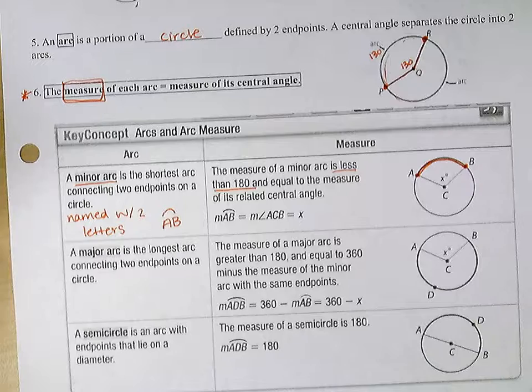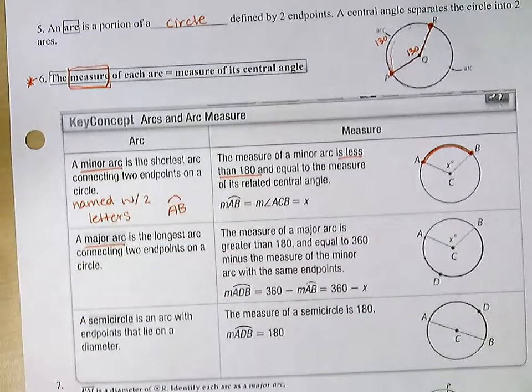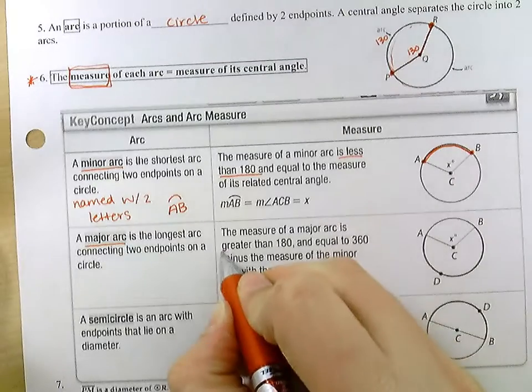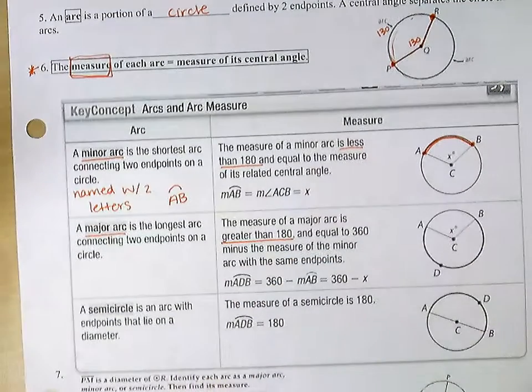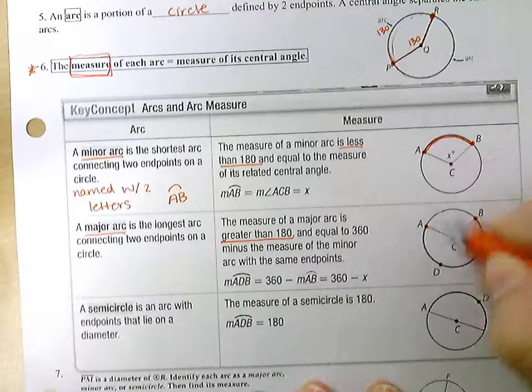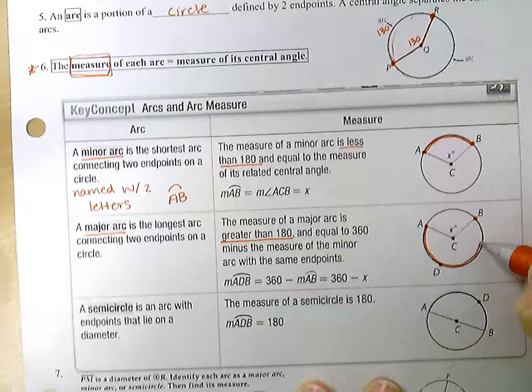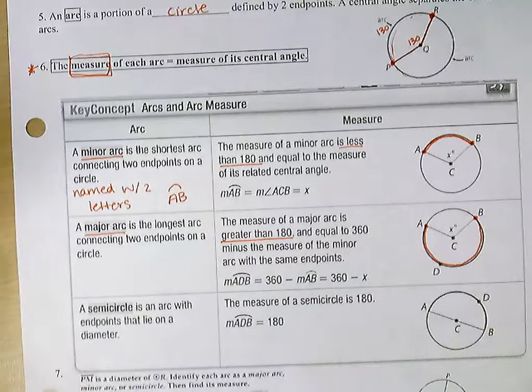Okay? The next type of arc is a major arc. Your major arc is an arc that is greater than 180 degrees. So your major arc has to be the greater one. If I have endpoints A and B here again, that would be the one around the other side. Okay, so that would be your major arc.